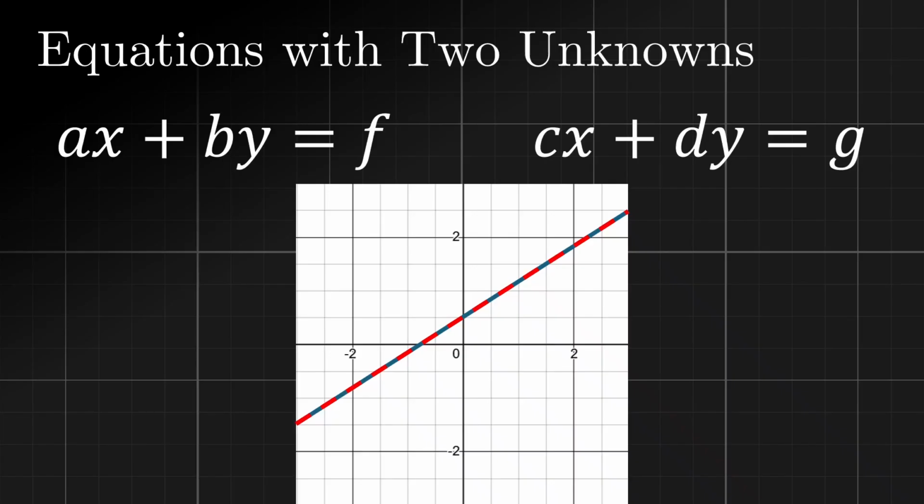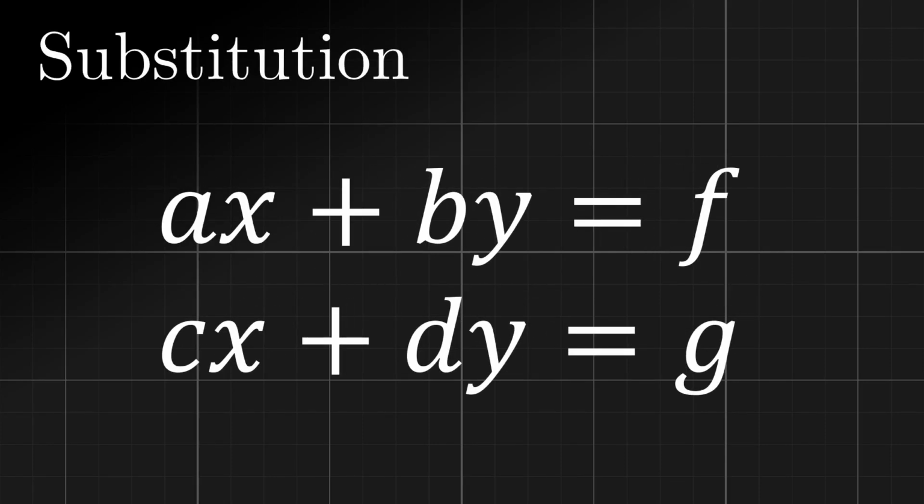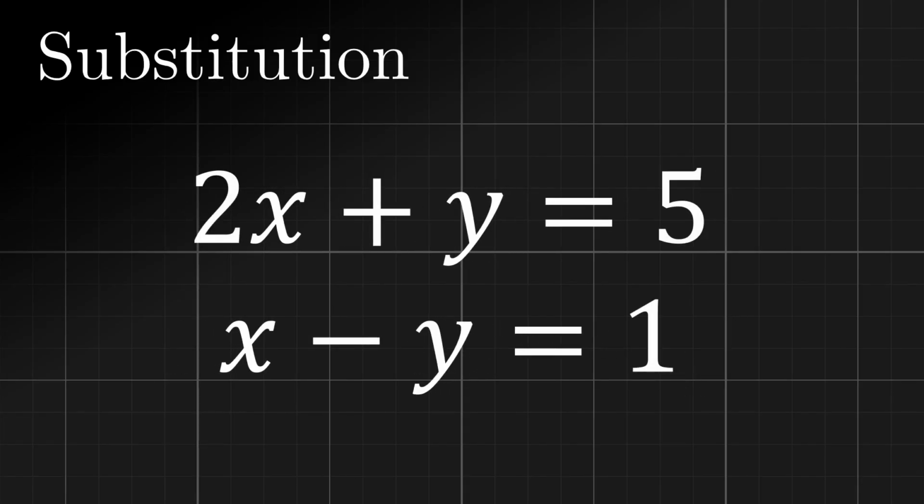Now, how do we find that solution algebraically? Let's revisit two methods that you've likely seen before. First up, substitution. The idea is to isolate one variable in one equation and substitute its expression into the other equation. For example, if we have 2x plus y is equal to 5 and x minus y is equal to 1, then we isolate a variable.